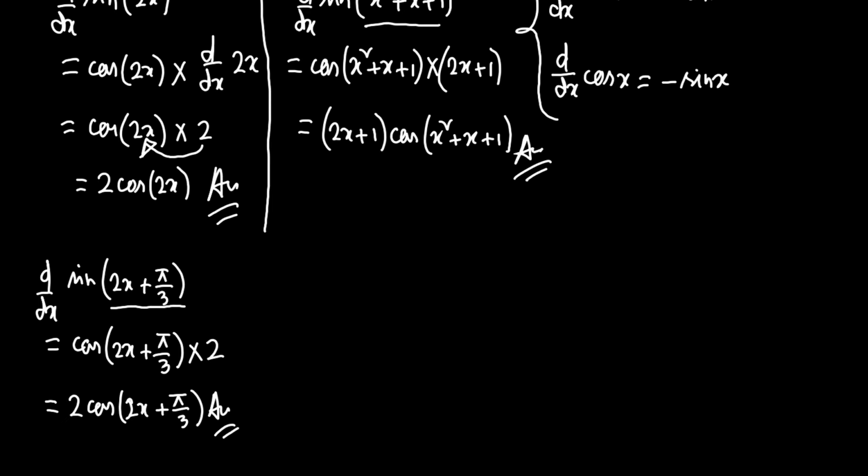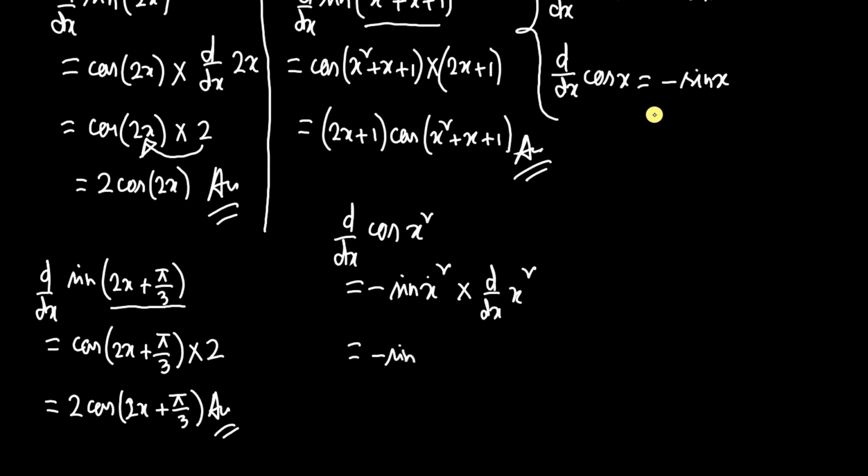Let's move to cos. In a similar way, say cos x square. How do we differentiate this? We know that if we differentiate cos, it gives us a minus sign, then whatever is written inside the bracket, we write sin x square first. Then d by dx of x square gives 2x. Our final answer would be minus 2x sin x square. This is our answer to this question.